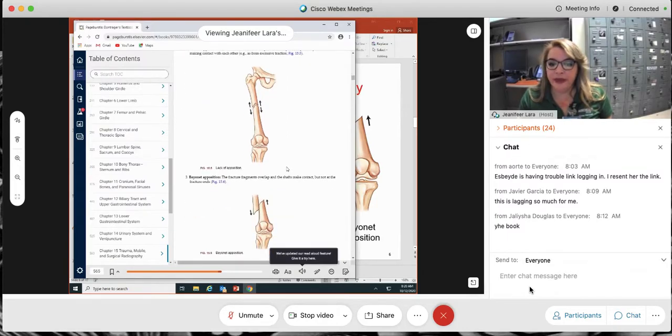And now we have the bayonet. In the bayonet, the fracture fragments overlap. They overlap, and the shafts make contact, but not at the fractured ends. Meaning, this is the shaft of the proximal end of the femur. This is the shaft of the distal end of the femur. They are making contact, but they are no longer aligned.